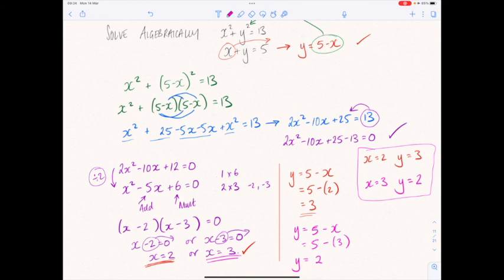Okay, hope you found that useful, guys. If you need any more information, go back over the videos, rewatch them, but hopefully that'll help you and make it clear as to how we solve quadratic simultaneous equations algebraically.